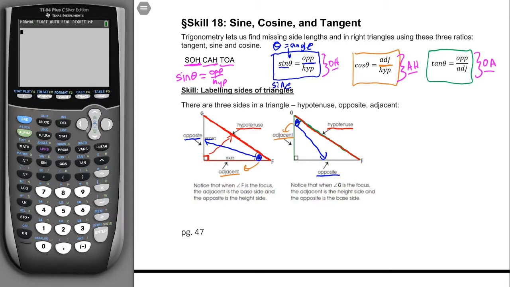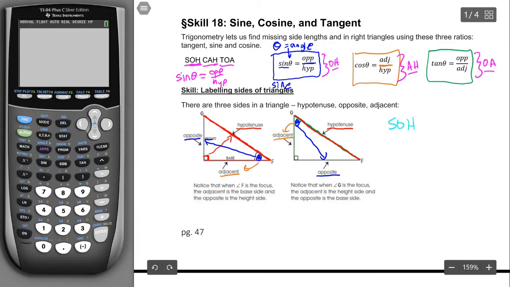Hi everyone, this is the second part of my video on sine, cosine, and tangent. So we're just going to do a quick recap of what those three things are, and then we're going to use sine, cosine, and tangent to solve for side lengths. So first of all, our quick recap.